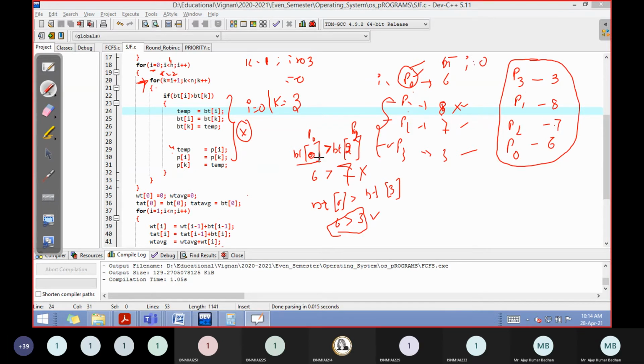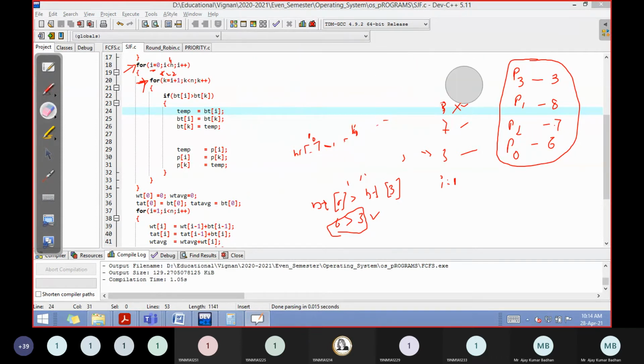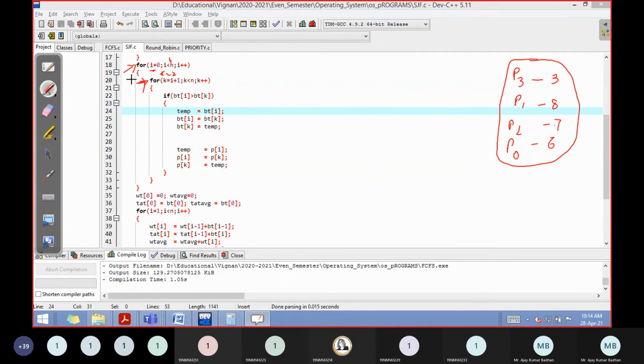Now what will happen? This is completed. Now we will go to the outer loop here. Now the value of i will become 1. I hope you people are getting it. So here the outer loop, what we are going to get right now is 1. Okay, let me erase this too. Now the value of i in this case is 1. So the same process will repeat.